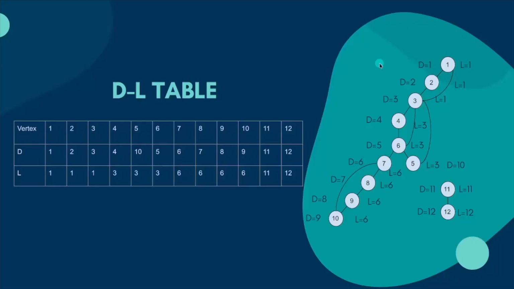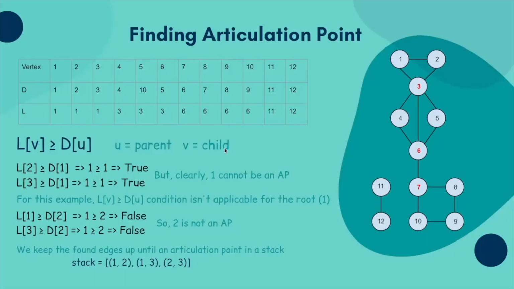Now that we already found the discovery times and low values for all the nodes in our DFS spanning tree, we can use those values to create a table here. If we apply this formula to this graph, we will find out the articulation points. If we look into the formula, we can see that if the low value of the child is greater than or equal to the discovery time of the parent, then the parent is an articulation point.